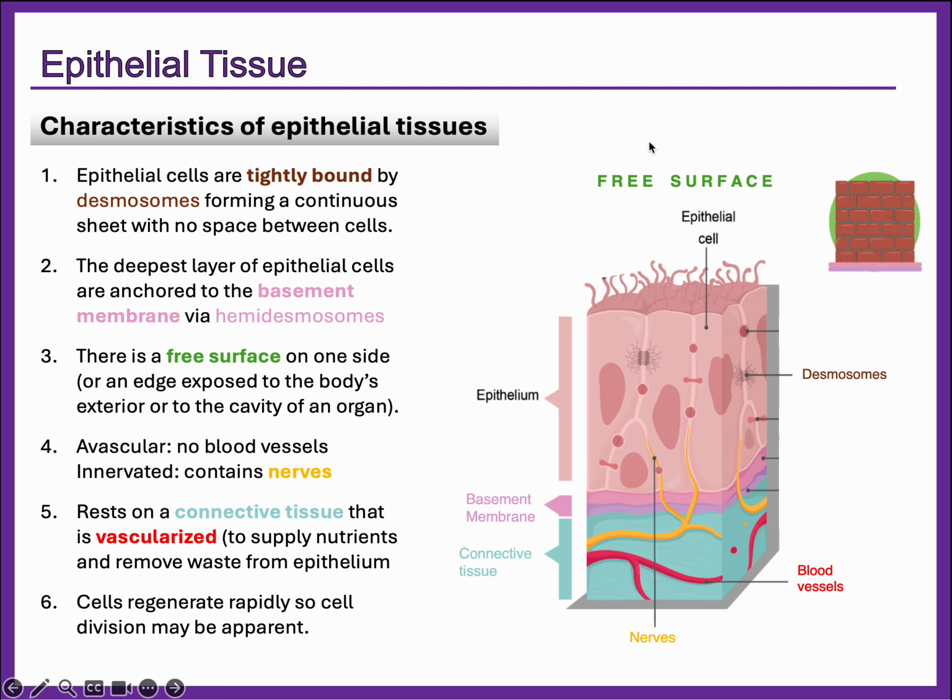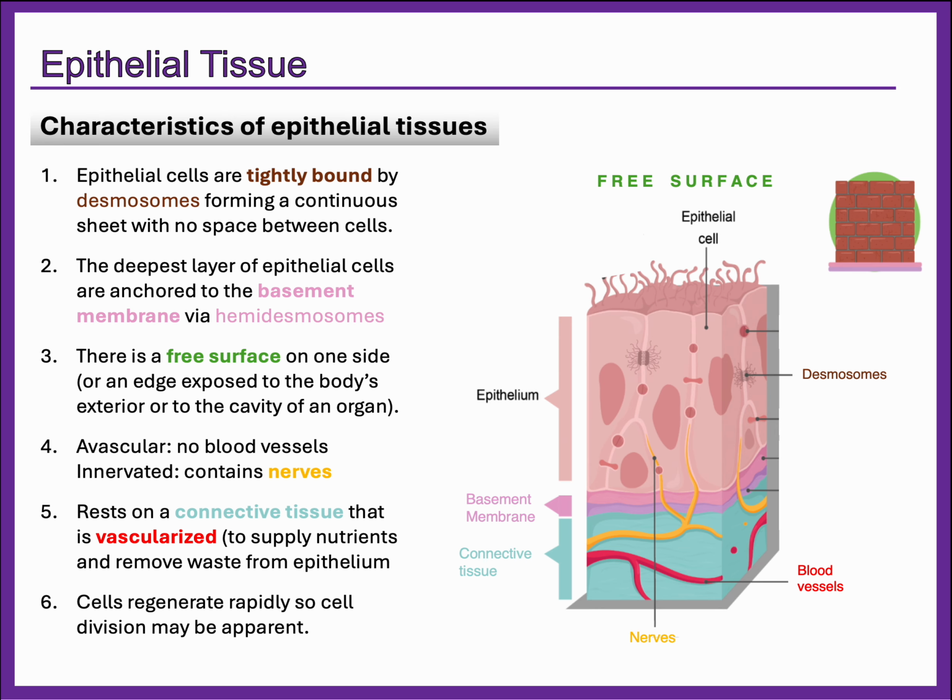There's also this top layer here that is called a free surface on one side, or an edge that's exposed to a body's exterior, or maybe it's an edge exposed to a cavity of an organ, right? So this is just to say that all epithelium rest on one basal part, the basement membrane, and their top part usually is open to some kind of outside world or some kind of cavity, right, where there's a space. We call that the free space or the free surface.